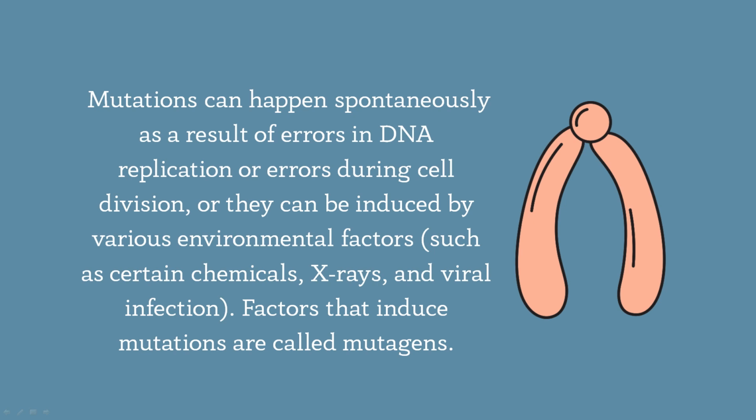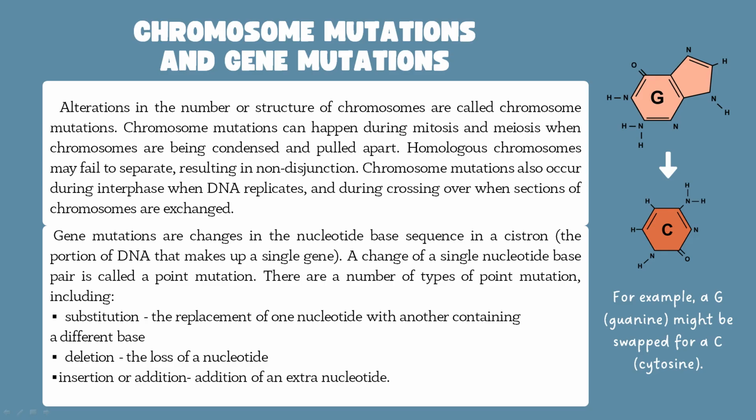Mutations can happen spontaneously as a result of errors in DNA replication or errors during cell division, or they can be induced by various environmental factors, such as certain chemicals, X-rays, and viral infection. Factors that induce mutations are called mutagens. Chromosome mutations and gene mutations.